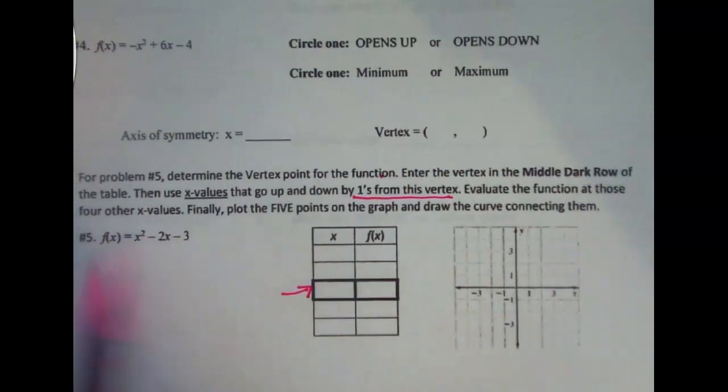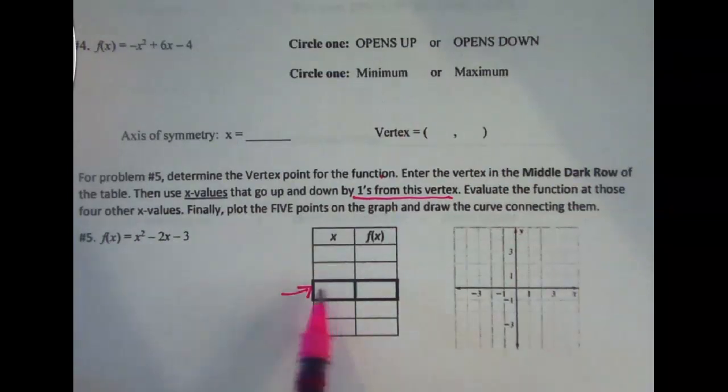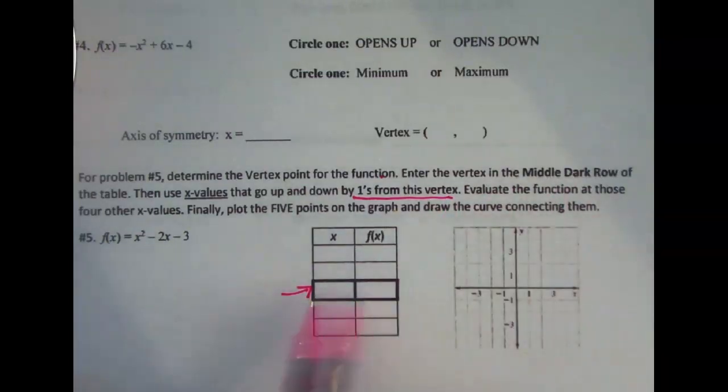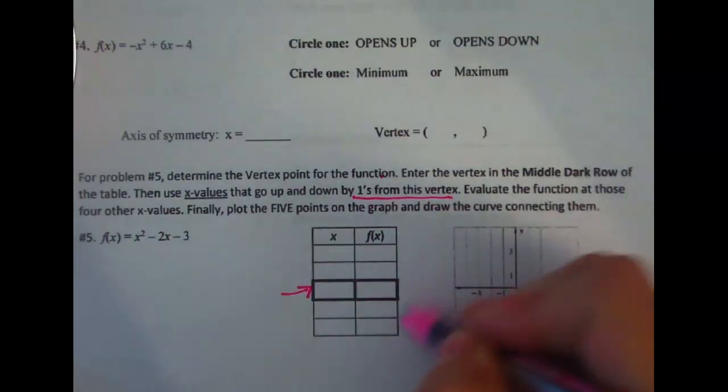So, we are looking at this function right here, x squared minus 2x minus 3. So the first thing to do would be right here, find the axis of symmetry, or remember what else that is called, and that is where we're going to start. And then from there, we want going down by ones and up by ones on each side. And then taking those x's, plugging them in, and getting the outputs. And then you graph those 5 points.